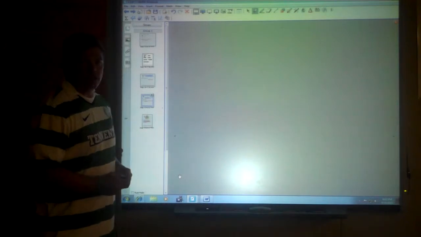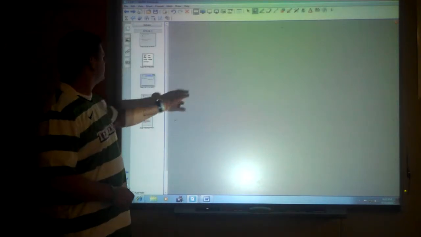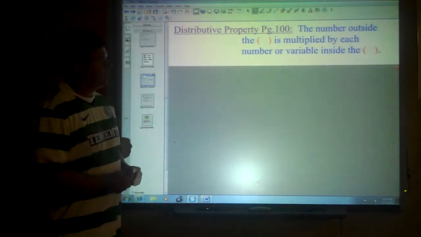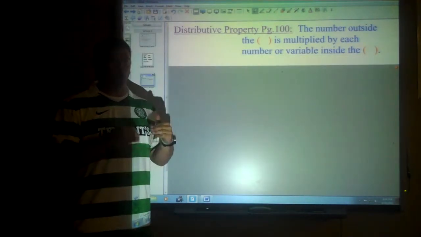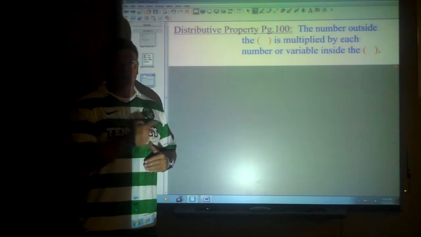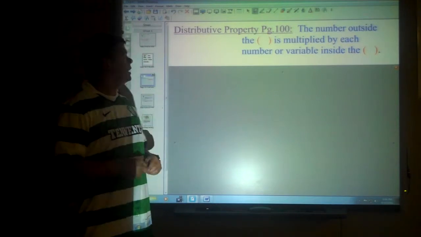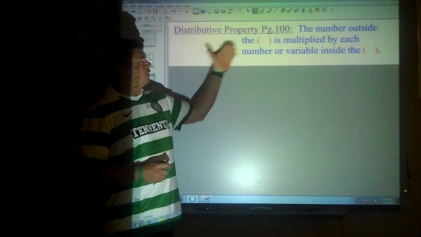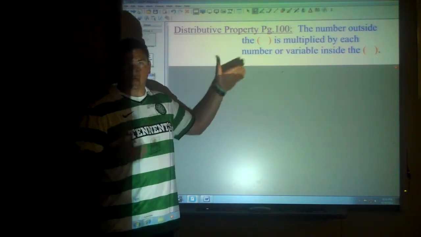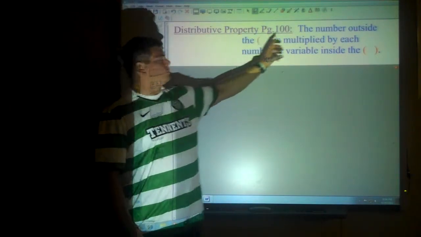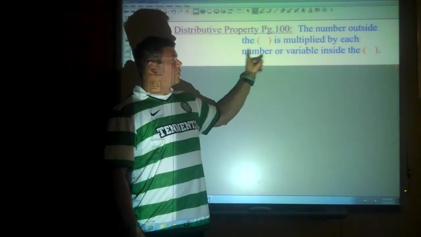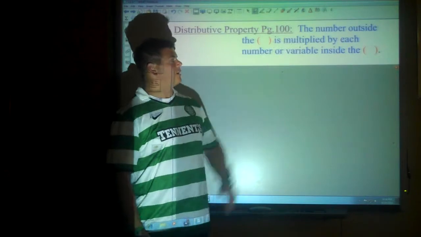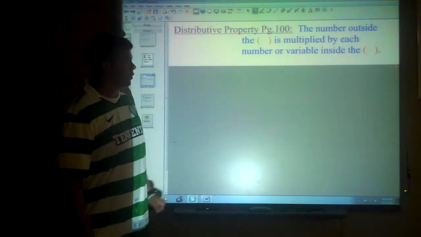Algebra lesson 2-6, the distributive property. Probably one of the most used properties throughout this entire course in algebra is going to be the distributive property. The number that is outside the parentheses or brackets or the grouping symbol is multiplied by each number or variable or a combination of numbers and variables inside the parentheses or grouping symbols.